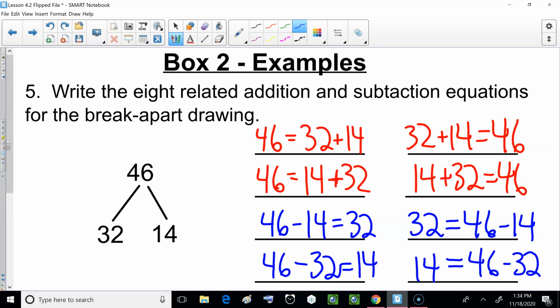One of the big takeaways we're going to notice is that whenever we're subtracting right now, to the left of the subtraction sign is always the biggest number, which is very important to remember when we're writing subtraction equations right now, that the bigger number comes first. So you can pause the video right now and write down these 8 related equations because you'll see this in your homework today.